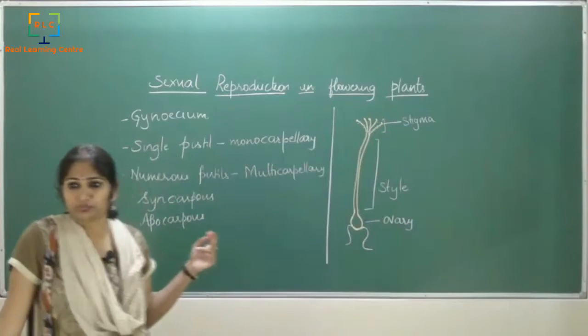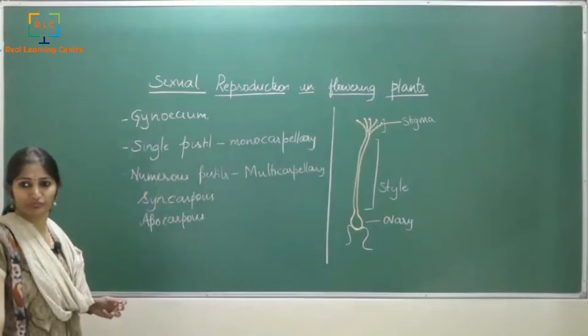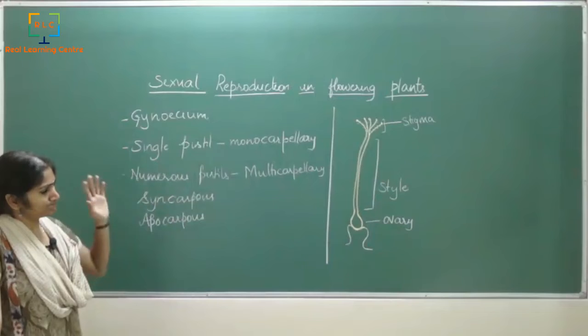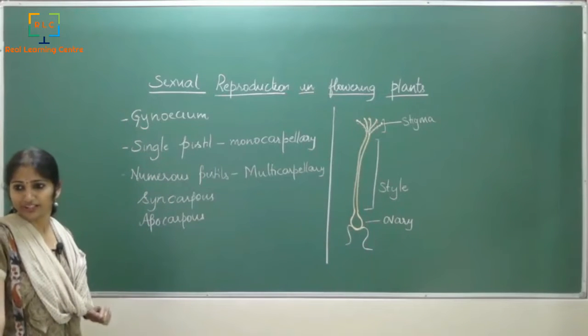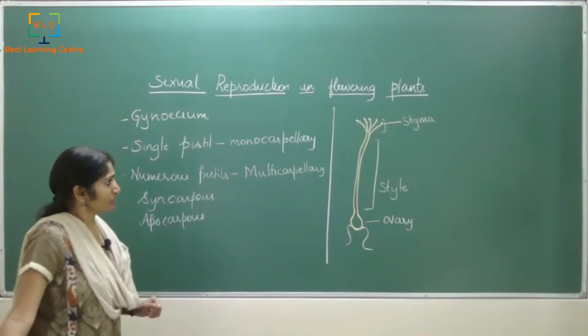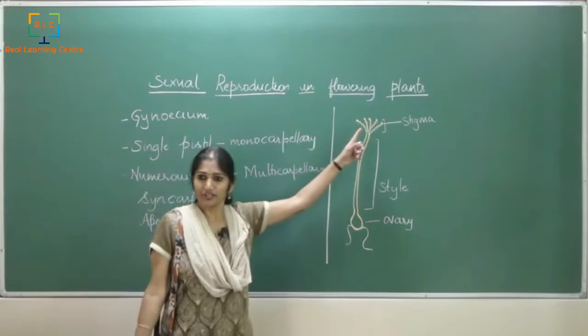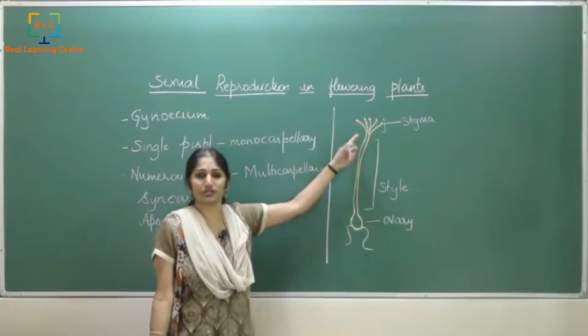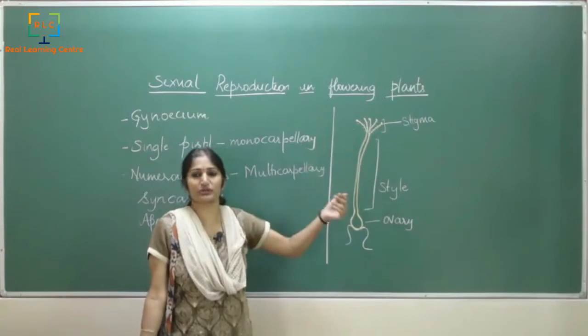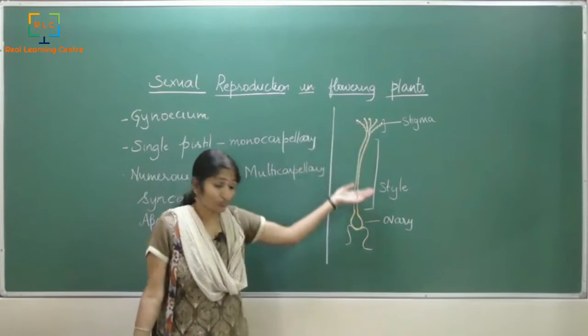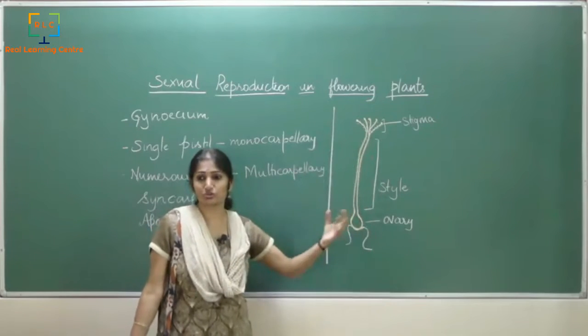So we have these three of them, very important part of our gynoecium. Now we know what stigma does. It helps as a platform for the pollen grains to come and attach itself. Then they would all move towards the style, and then they would reach the ovary.